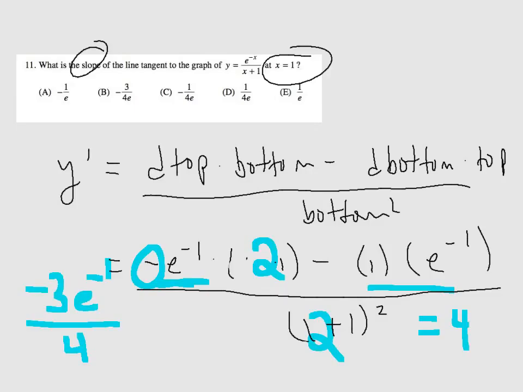Alright? And that e to the negative 1 can be represented as e on the bottom. And if you look at negative 3 over 4e, well, that's just going to be answer choice B. Okay, so really, if I had to classify this, I would say this is a quotient rule problem.